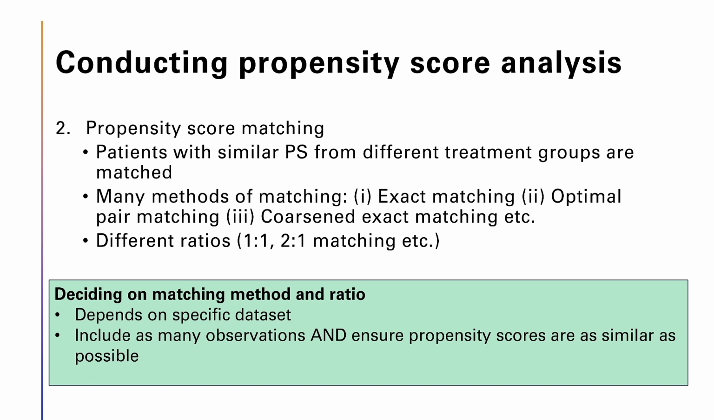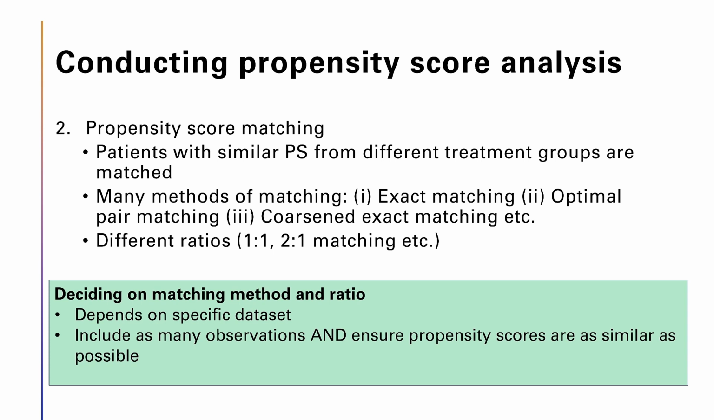It is also possible to specify the matching ratio, where you can match one control patient to one treatment patient, or two control patients to one treatment patient, etc. While there is still ongoing debate in the statistical community about which matching method to use, the choice of the method and ratio should be specific to your dataset.